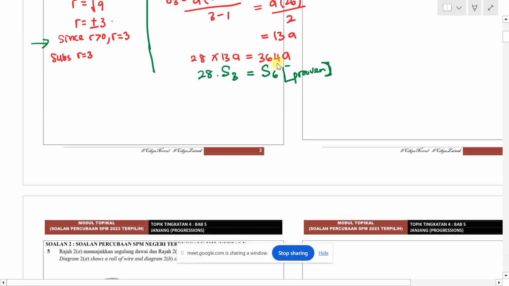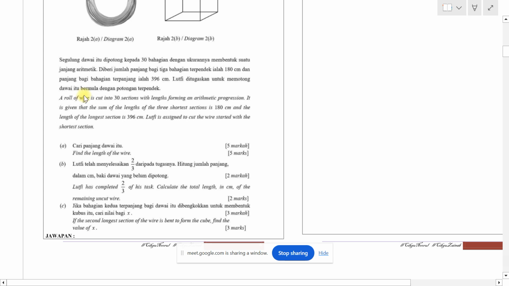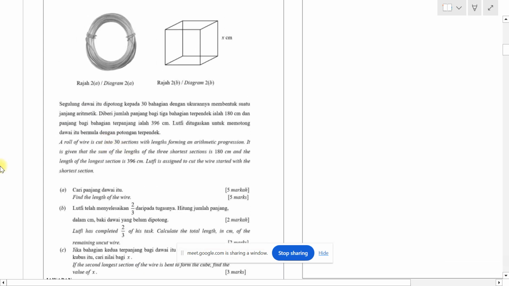Okay, right. Let's move on to a paper 2 type question. Paper 2 type questions are generally long problem-solving questions. Let's see. Diagram 2A shows a roll of wire and diagram 2B shows a cube. A roll of wire is cut into 30 sections.